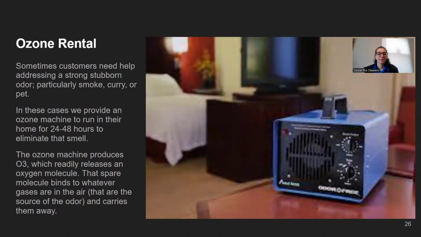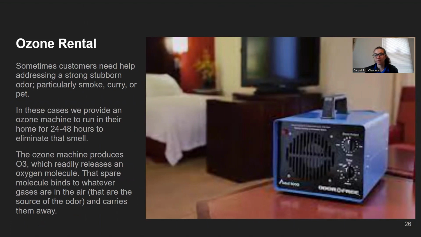Ozone rental. Sometimes customers need help addressing a strong, stubborn odor, particularly smoke, curry, or pet odors. In these cases, we provide an ozone machine to run in their home for 24 to 48 hours to eliminate that smell. The ozone machine produces O3, which readily releases an oxygen molecule. That spare molecule binds to whatever gases are in the air that are the source of the odor and carries them away. So this is used frequently in the used car industry, typically to get smoke smell away.